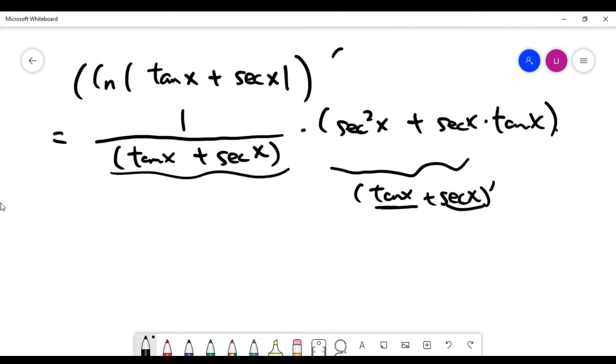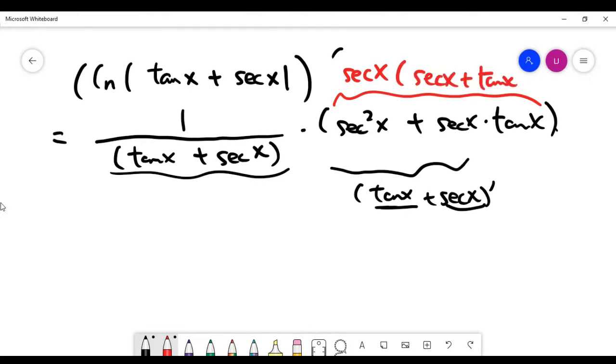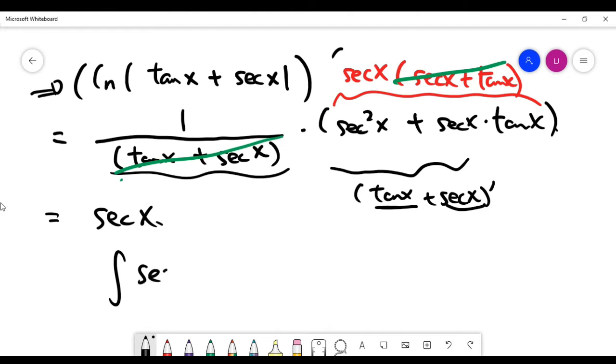Now, I hope you can see how we can cancel out some terms from the top to the bottom. The numerator has the common factor secant x times the bracket secant x plus tangent x. Surprisingly and coincidentally, we can cancel out this tangent x plus secant x from the numerator against the denominator, right? So surprisingly, the derivative of this fairly complicated function is the same as secant x. It means when we integrate secant x, we can write the answer as ln of tangent x plus secant x, right?